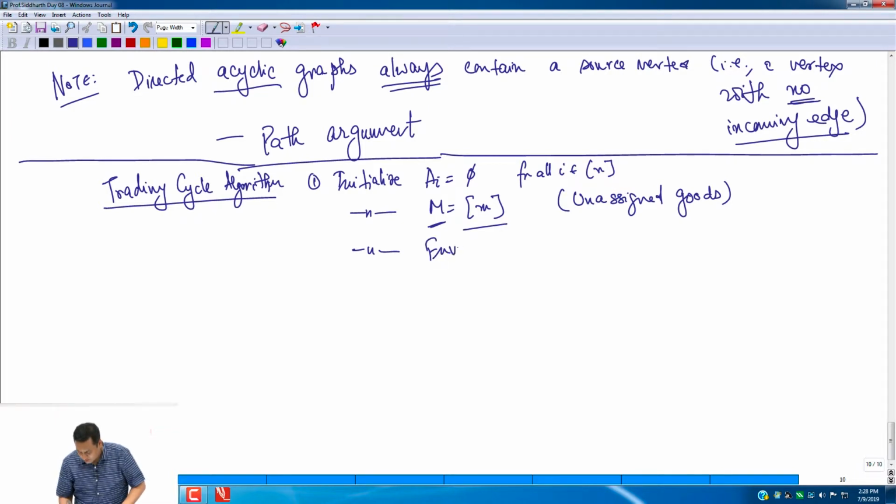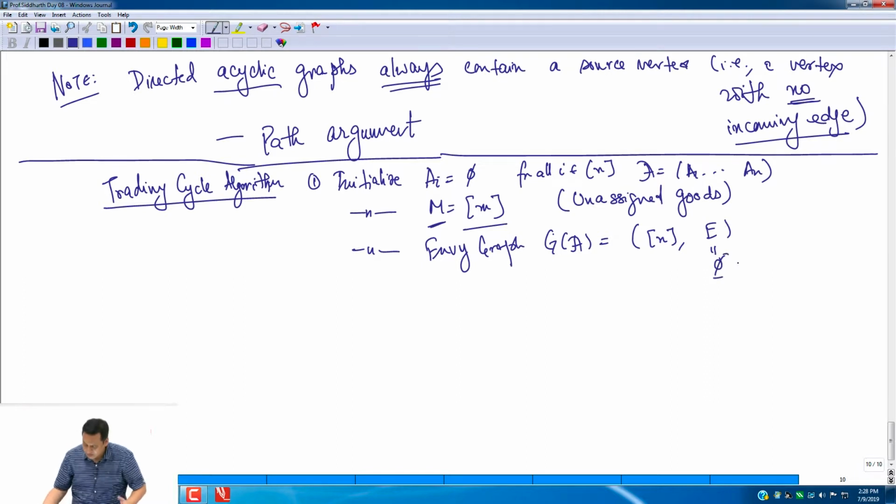And you also look at the NV graph G with this partial allocation A1 through AN. Initially everyone has the empty set, there is no NV edge, it's just a graph of isolated vertices. So that's your initialization, and you iterate until you have assigned all the goods. So you iterate while there's some good left unassigned.